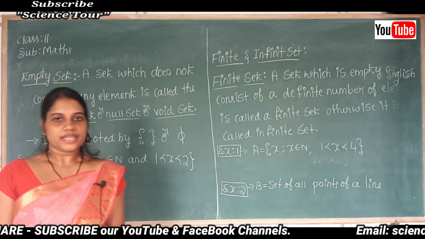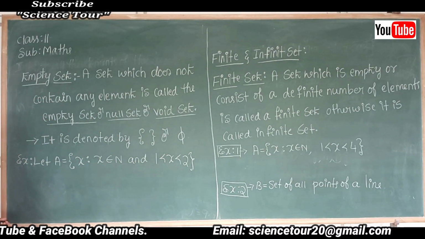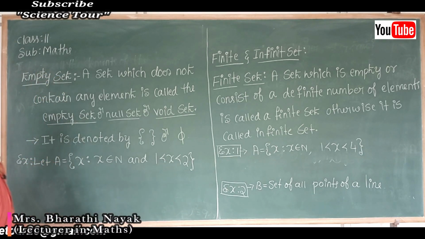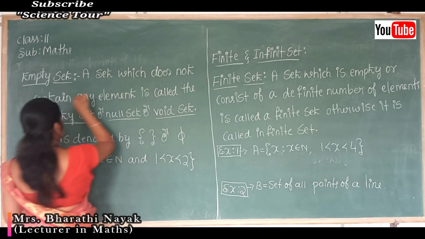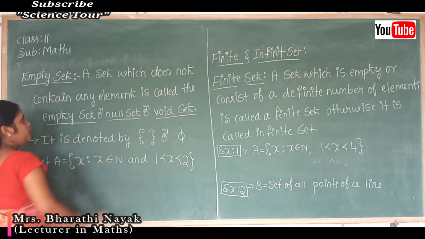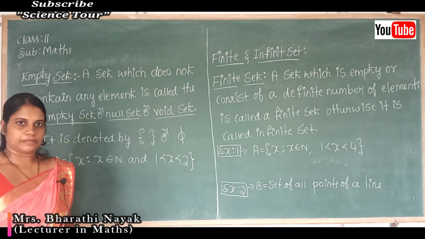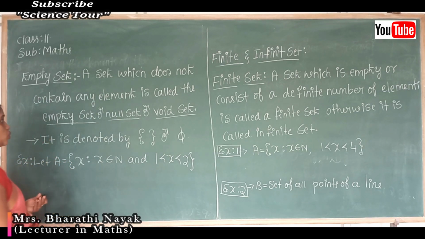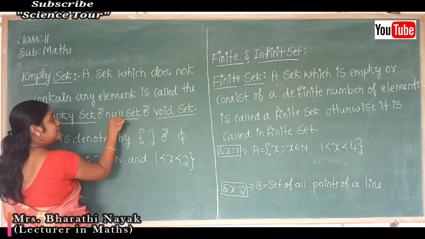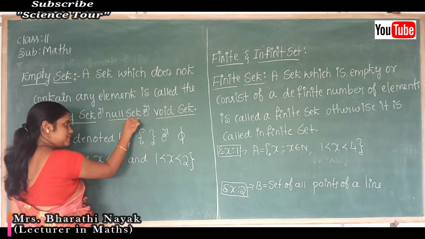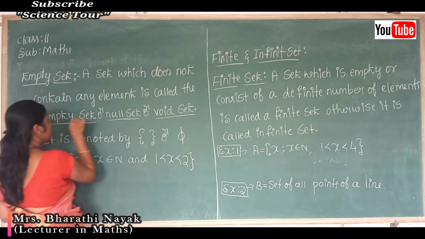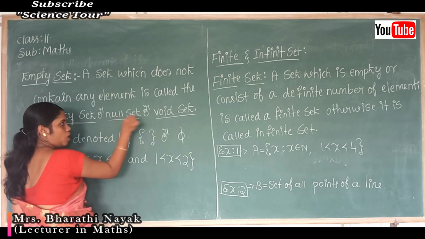Okay. So, next we will discuss about important definition, that is about empty set. Okay. So, what do you mean by empty set? A set which does not contain any element is called the empty set. Okay. If your set does not contain any element, then such type of set is known as empty set. Okay. What is another name of that empty set? That is null set. We will also call it as null set or void set. Okay. So, these three are same: empty set or null set or void set.